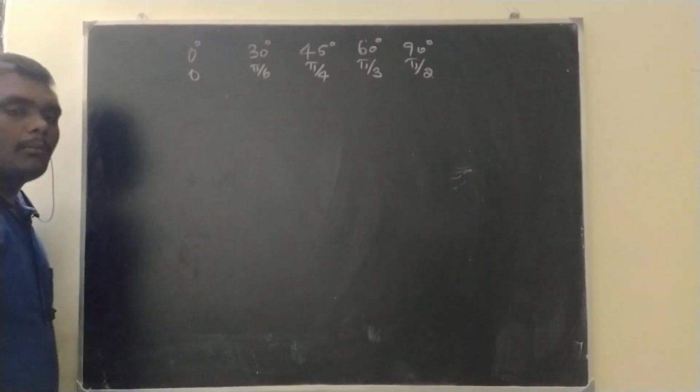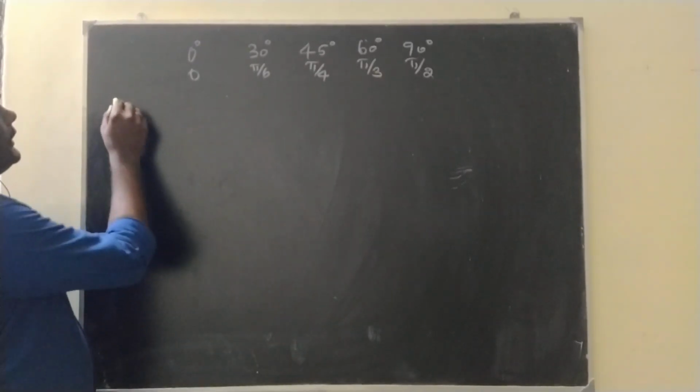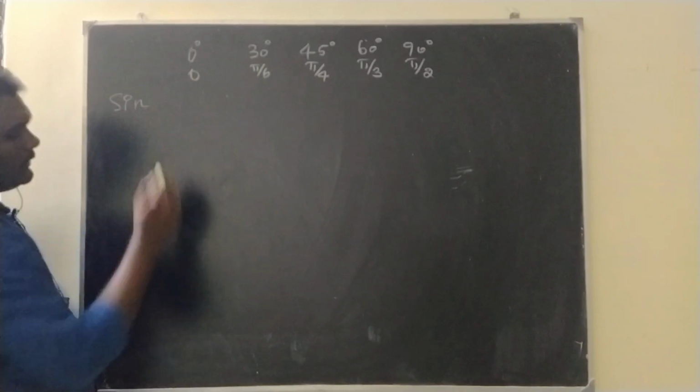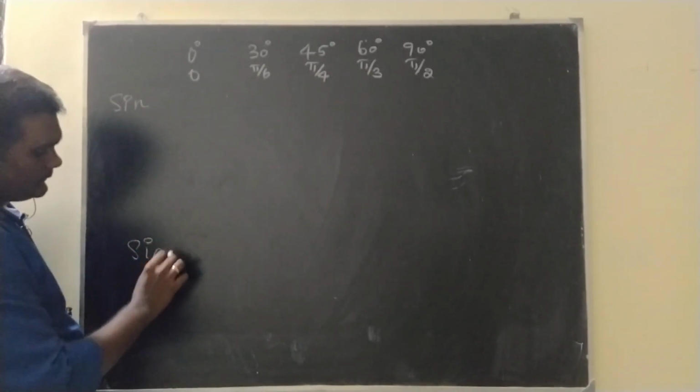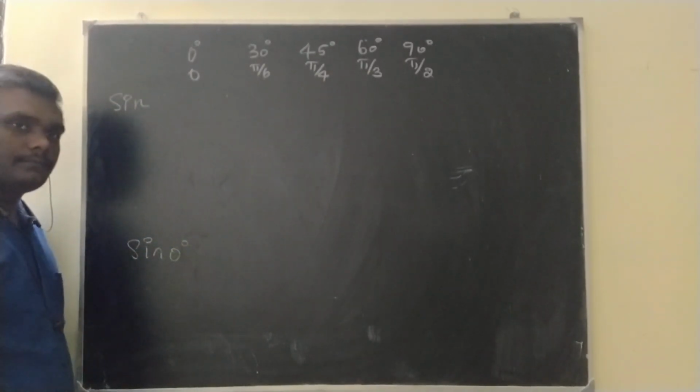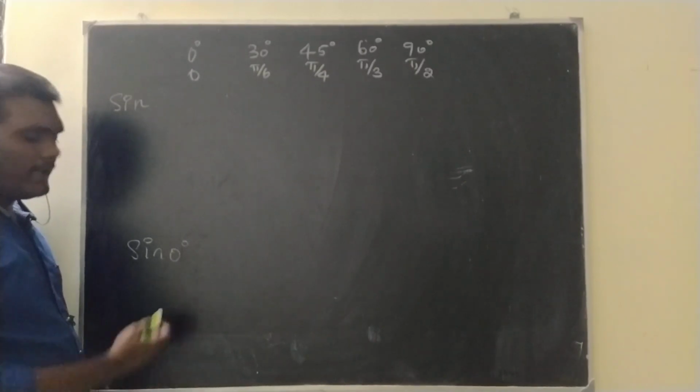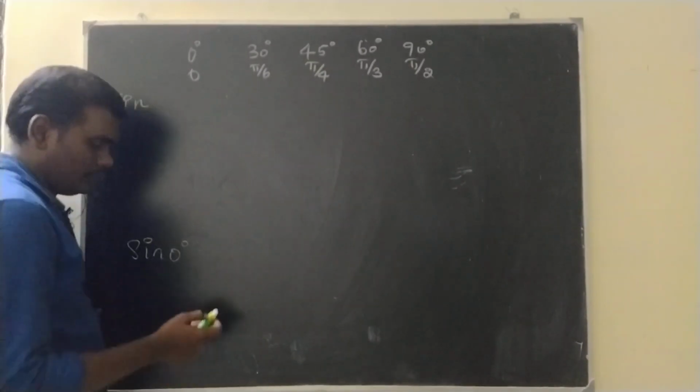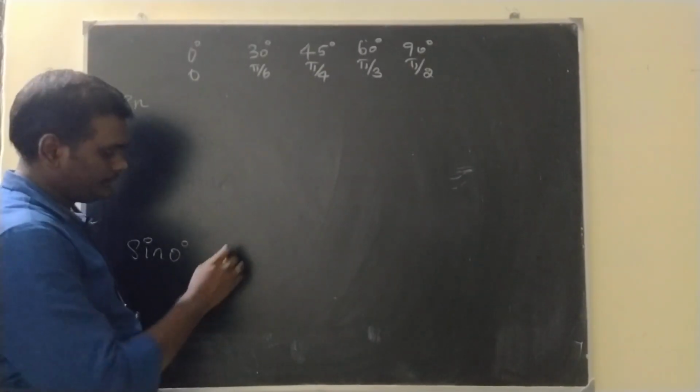Now one by one we are about to calculate. See the ratio of sine, which means sine 0 degree. The sine 0 degree, simple. When will you get 0 degree?